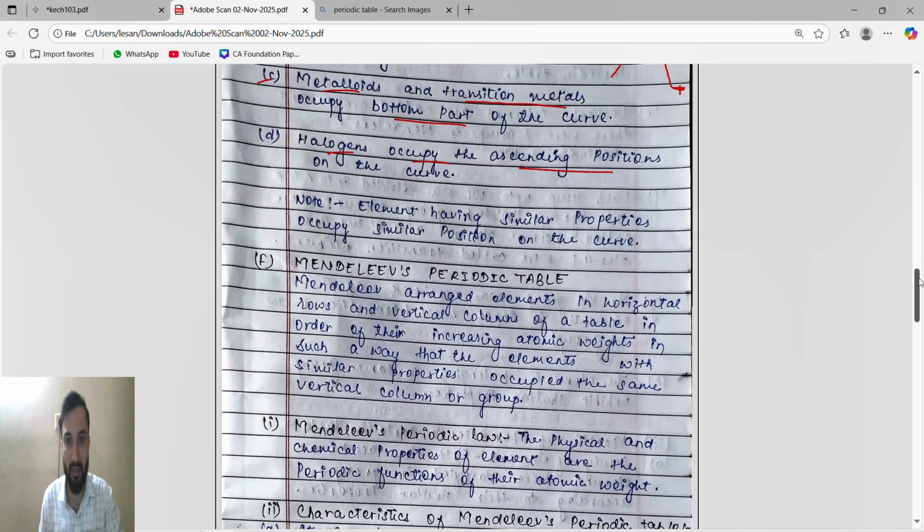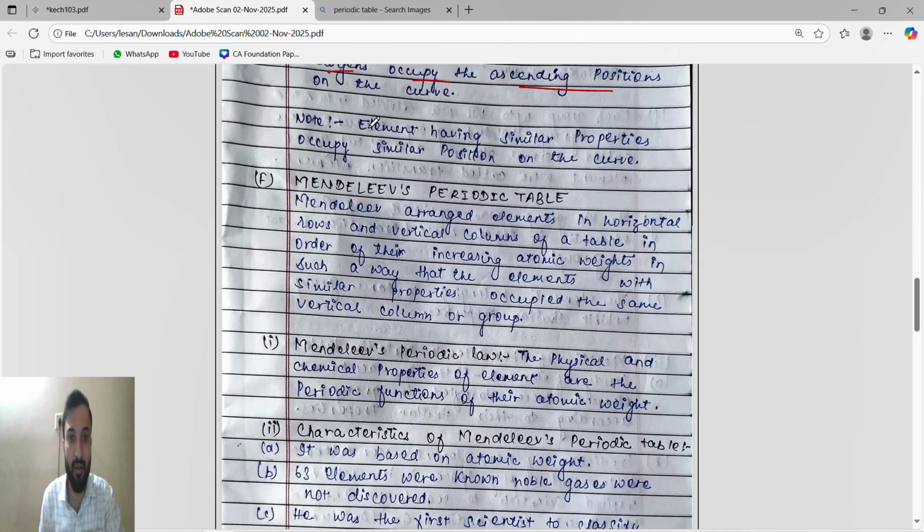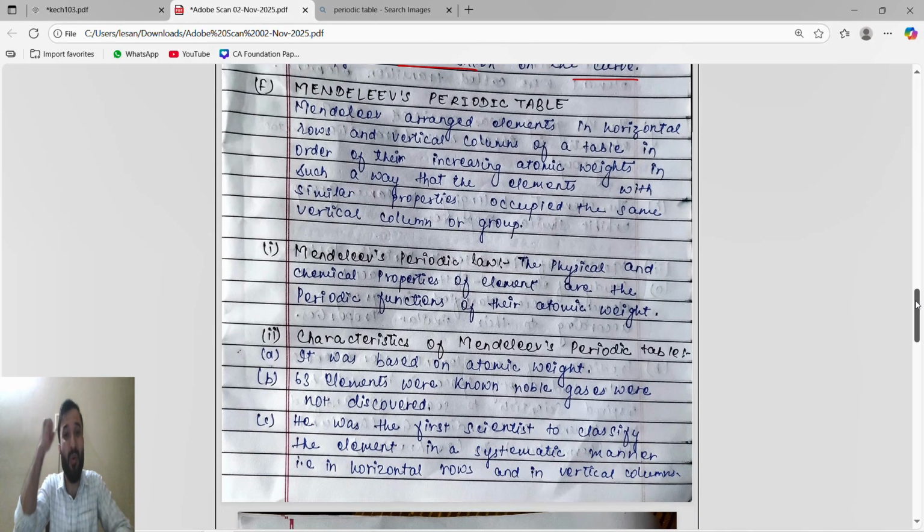Okay. Yes sir. Then what is the note here? Elements having similar properties occupy similar positions on the curve. So bhaiya, he said that elements having similar properties will occupy similar positions on the curve. Khatam.